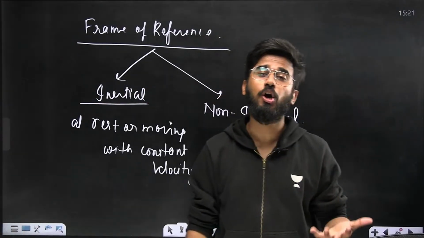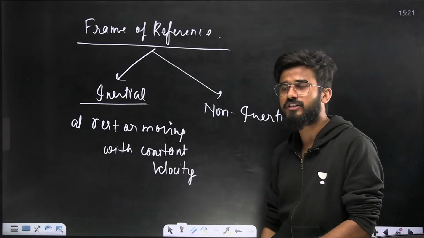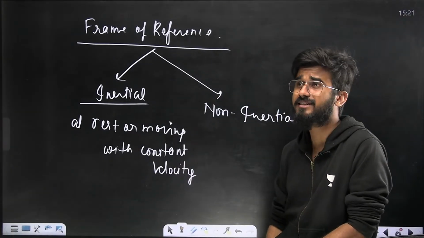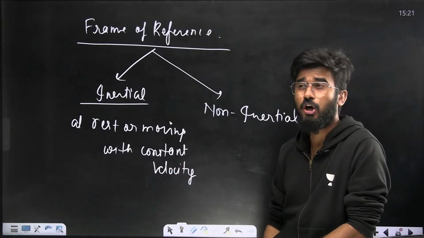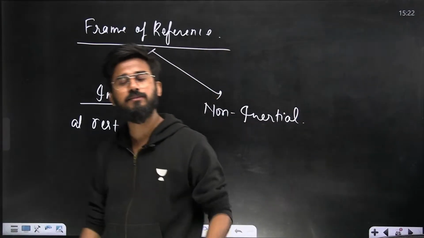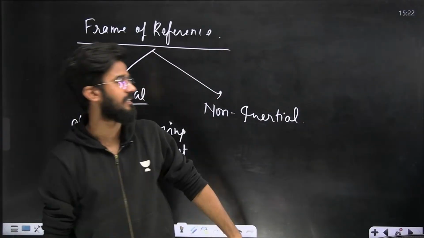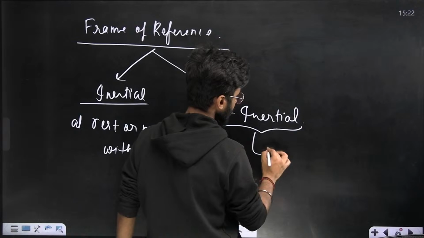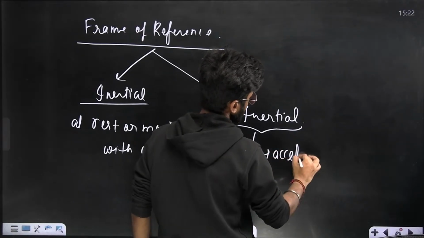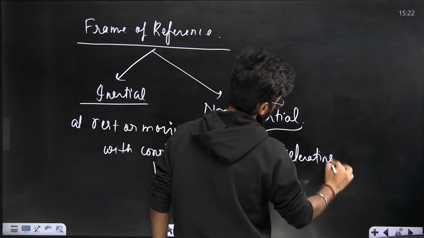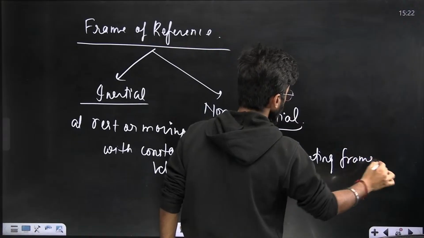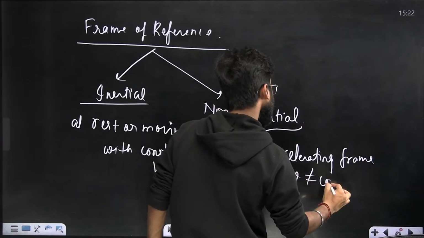But what is a non-inertial frame of reference? A non-inertial frame of reference is a frame which is not moving with constant velocity, or which is accelerating. So we can simply say that it is an accelerating frame, or we can say velocity is not constant.